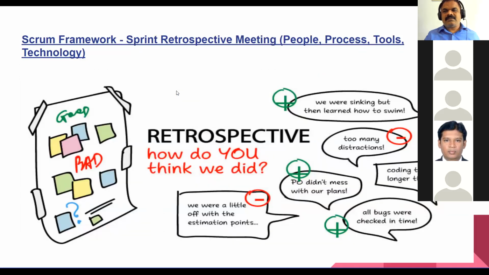Basically, start doing good things, stop the bad things, right? If you already started the good things, you continue. Start, stop, continue. That is a very simple retrospective, instead of saying good, bad, ugly, right?